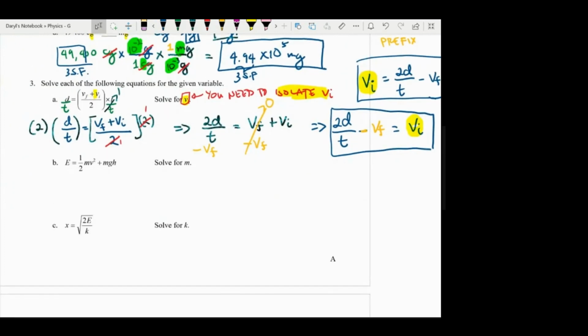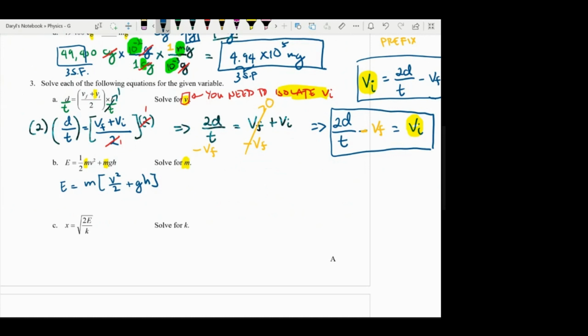Okay, let's take letter B. You have here the energy, which is the total mechanical energy, kinetic plus gravitational potential energy. But you need to solve for M. Again, just think, I need to isolate my M. So M must be isolated. The first thing I can do is factor out my M. M would be v squared over 2 plus gh. Okay, you can do that.